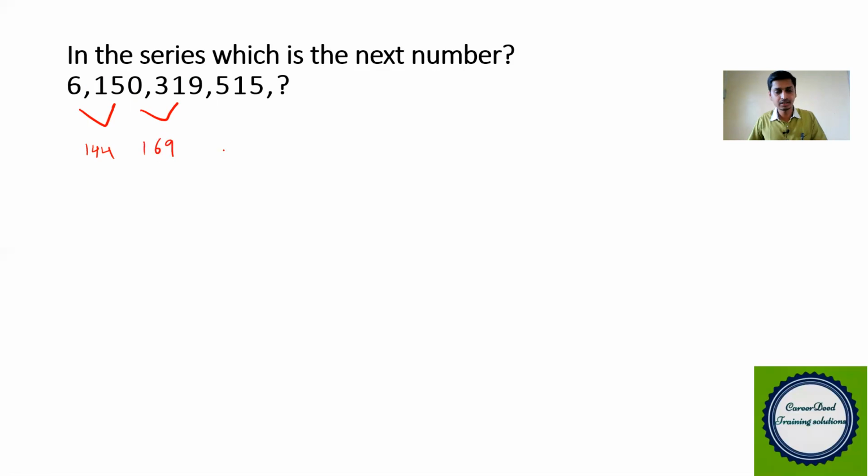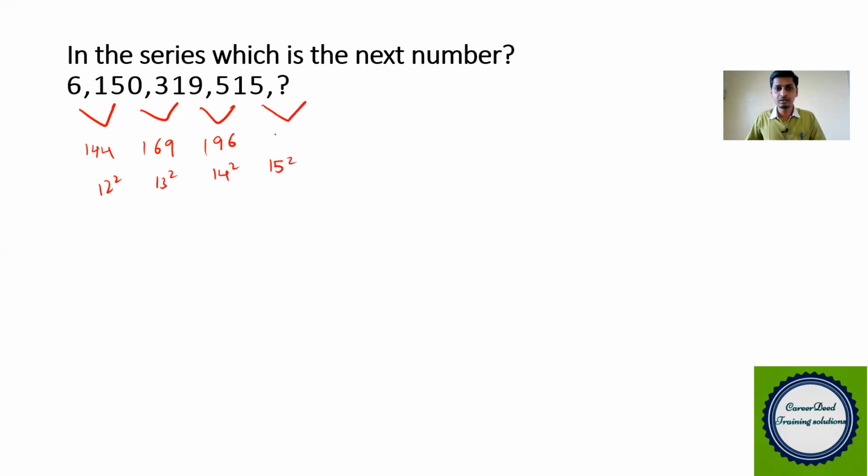It is 169. Yes. Next, 515 minus 319, what do we get? 196. Okay, now if you closely observe this number, this is nothing but 12 square. So 12 square is 144. Next, 13 square is 169. 14 square is 196. So next will be 15 square.